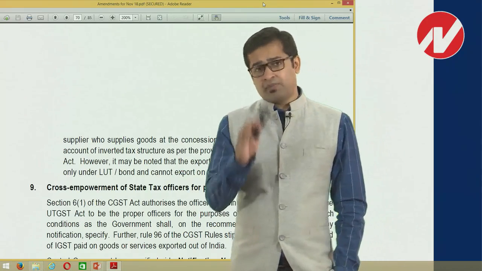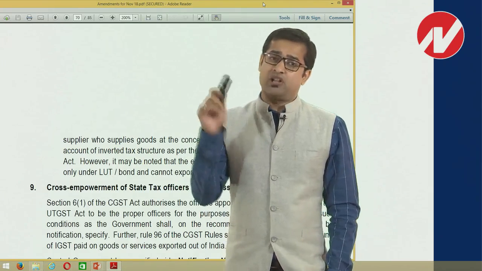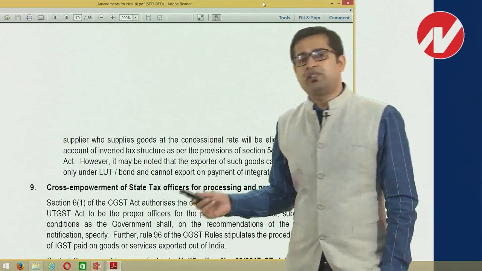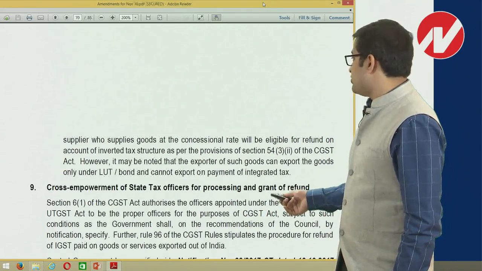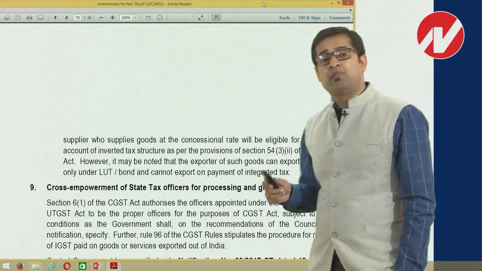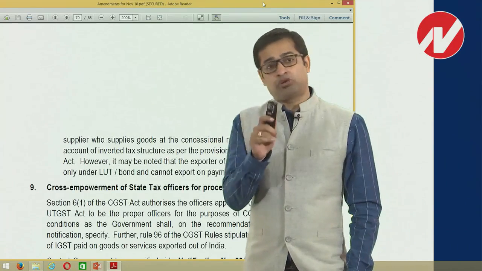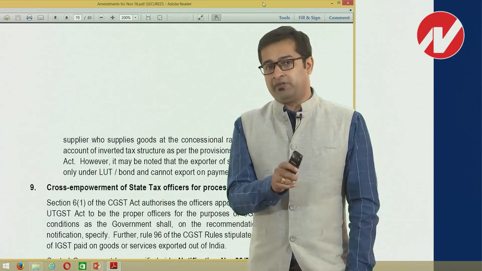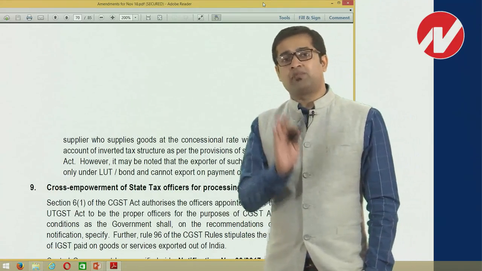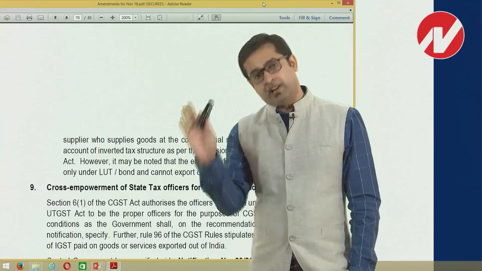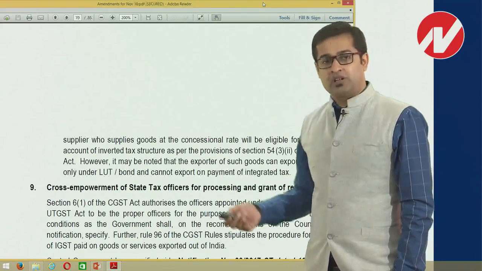In a similar manner, let us assume that a particular person is assessed by the state government officers. Will state government officers grant refund only under the SGST Act, or will they also grant the refund of CGST and IGST? That is where this particular provision has been brought, which says cross empowerment of state tax officers for processing and grant of refund. Meaning thereby, state tax officers are not only going to assess a particular transaction from the SGST Act perspective, they are also going to assess the transaction from CGST and IGST Act perspective. And whenever they grant a refund, the order will not be restricted to the SGST Act, but will also become applicable in relation to the CGST Act as well as the IGST Act. So this is what we understand as one of the small changes or clarifications that has been brought at a later stage.